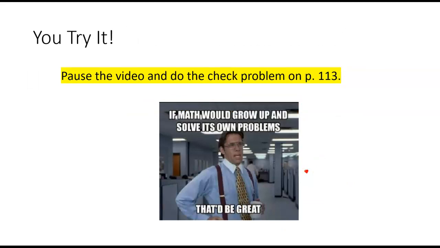So now you guys do this, pause, and do the check problem on page 113. And in the margins, you can write this down just so I can see, right next to it on page 113, somewhere in the margins, just write. That'd be great.